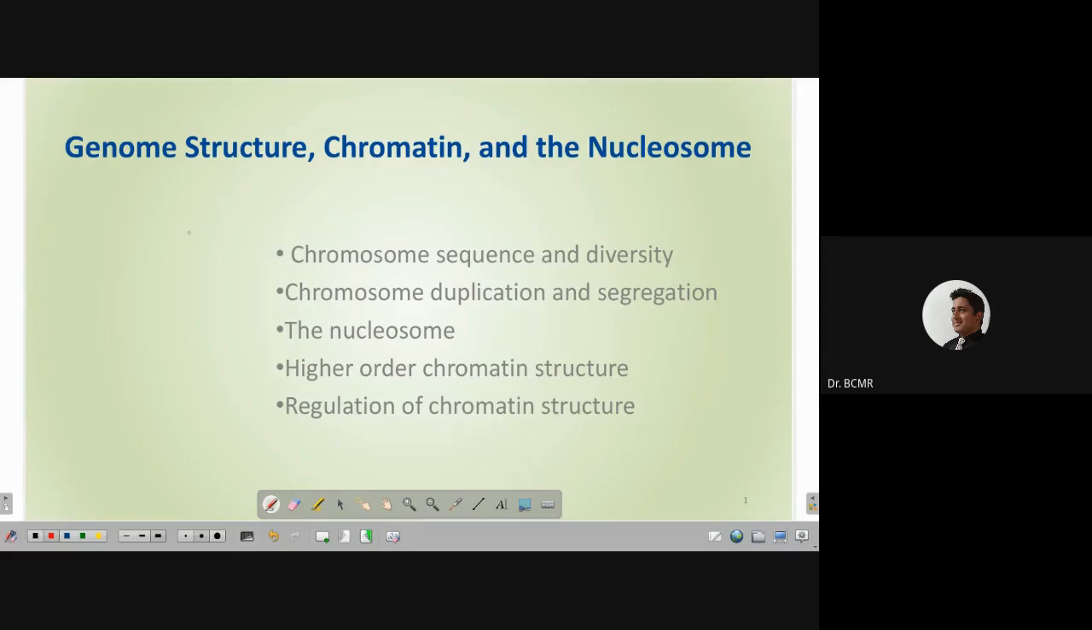So we are going to start the chapter on genomic structure, chromatin, and nucleosomes. In this particular chapter, we will learn types of sequences, and how diverse they can be, how many different types of sequences one can have. Then we'll also discuss how chromosomes duplicate and segregate to daughter cells. And then we will discuss the nucleosome and higher order chromatin structure. We'll briefly touch upon regulation of chromatin structure.